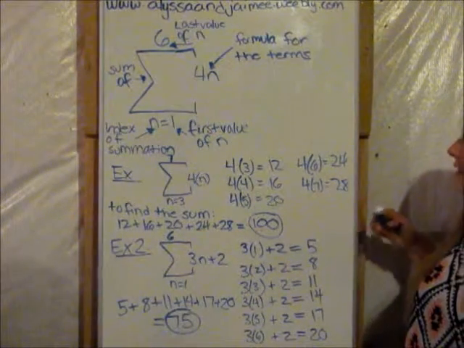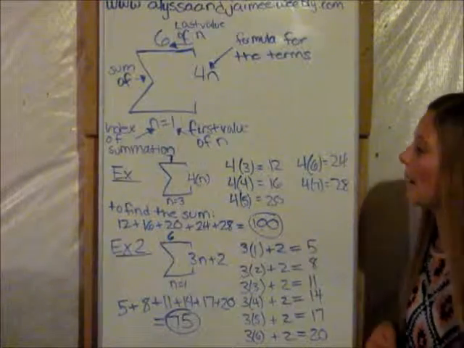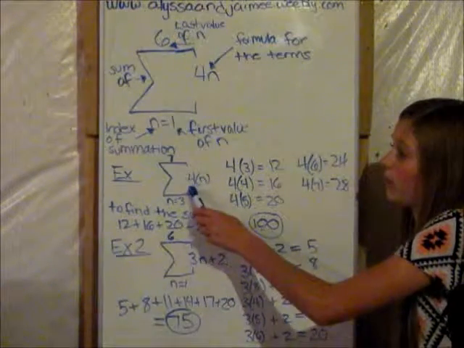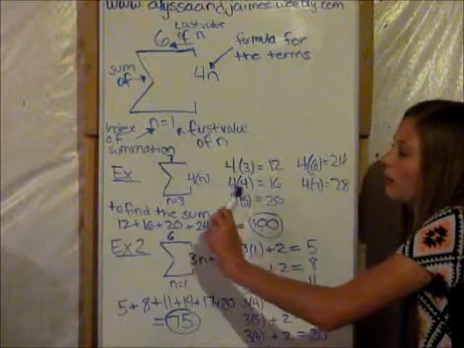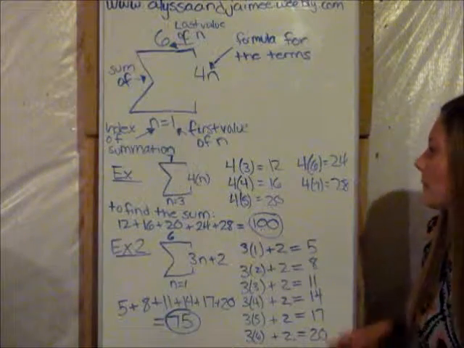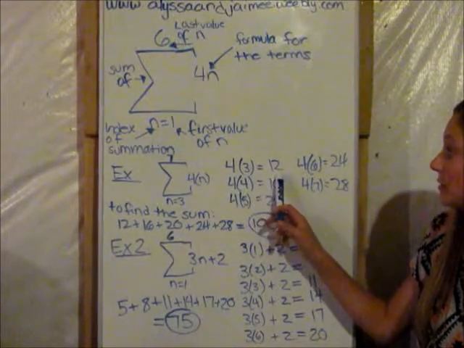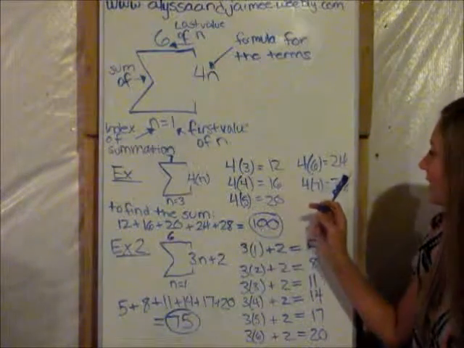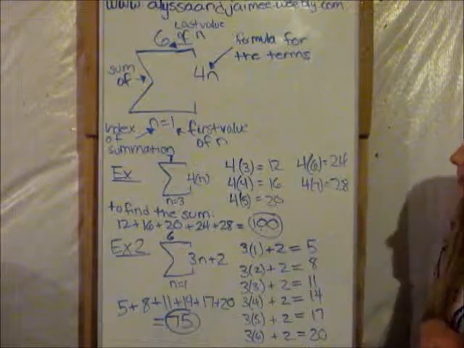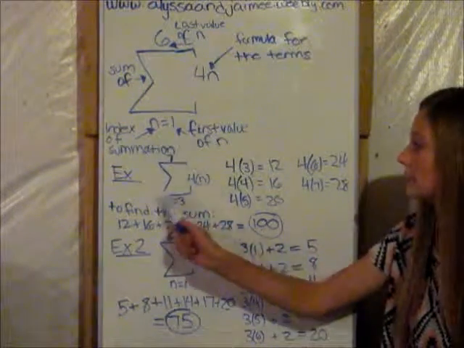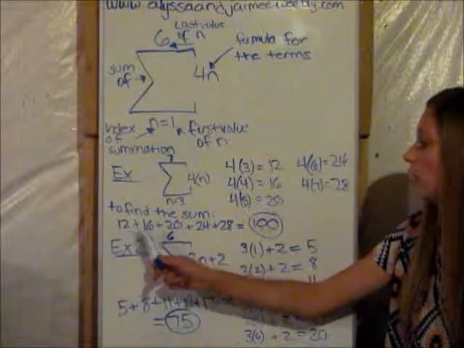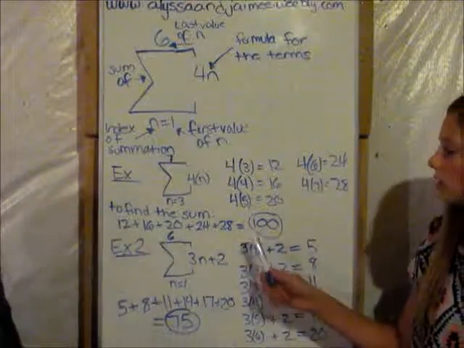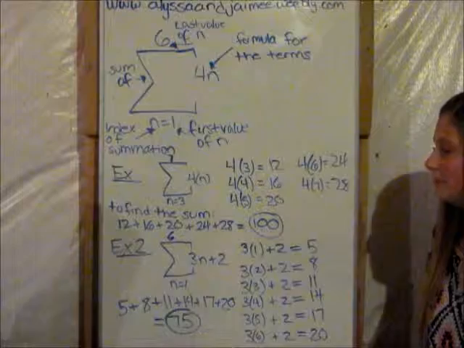So, for example, n equals 3, so we'll start with the number 3 and plug it into the equation. And we'll go up through the numbers until this number, which is 7. So we're going to go 4 times 3, which is equal to 12, 4 times 4 is 16, 4 times 5 is 20, 4 times 6 is 24, and 4 times 7 is 28. And then to find the sum of this summation, you would do 12 plus 16 plus 20 plus 24 plus 28, which is equal to 100. So you would just take the series, and that's your answer.